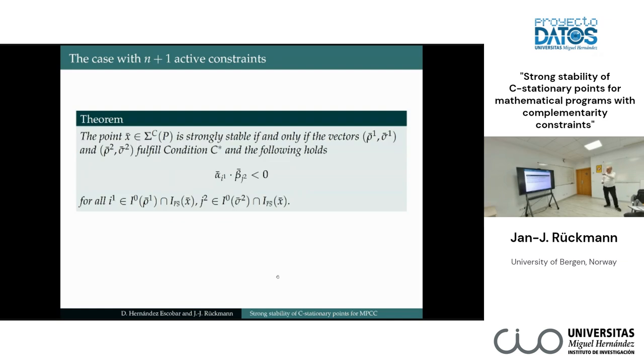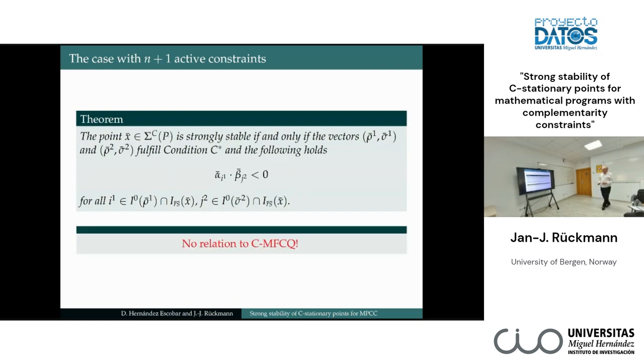Okay. Remember, we are still, as it is written here on the top, in the case of n plus 1 active constraints, as it is very special. But this is what I already mentioned twice in red now. There's no relation to CQ and FC2. So whether or not CQ and FC2 is full, it doesn't play a role here. The equivalent condition for strong stability is written here, condition C star, and this condition about different sides of the corresponding components of the Lagrange multipliers.